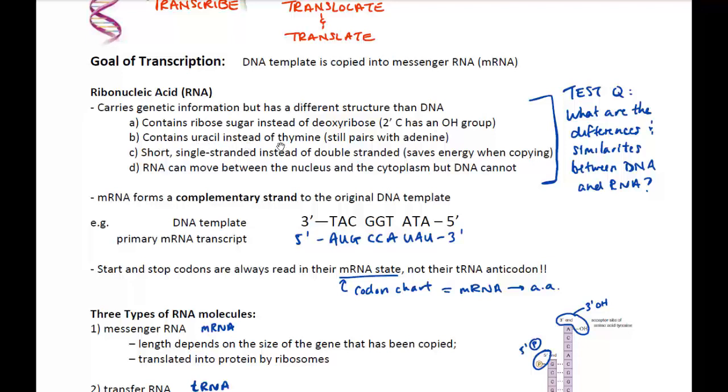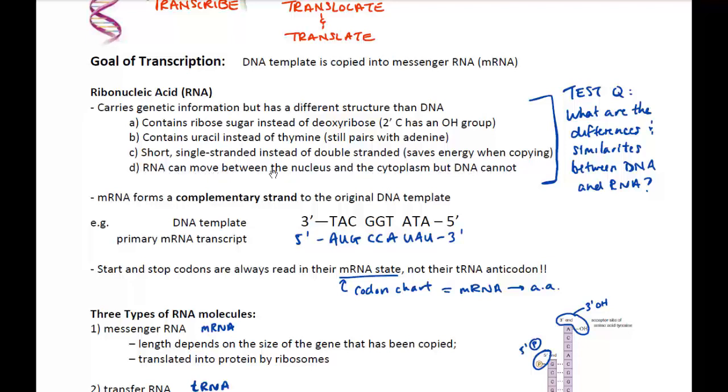It contains uracil instead of thymine. That should also be not news to you. It still pairs with adenine, though. It's a short, single-stranded strand instead of being double-stranded. That saves a lot of energy when we're copying. And the RNA can move between the nucleus and the cytoplasm, but the DNA cannot.